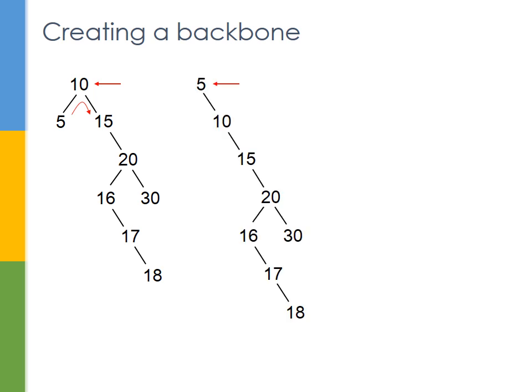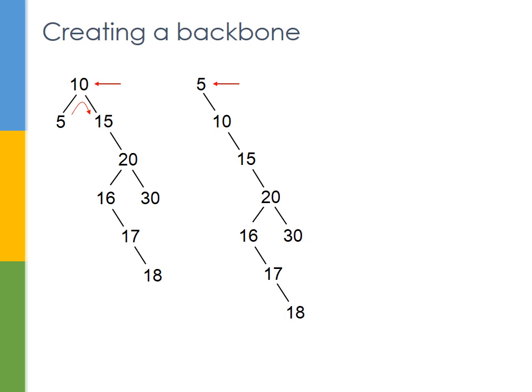So this is the result of the rotation. We can see that 5 is moved up to become the new root node. 10 has become the right child of the node containing the value 5, and then we set temp to refer to the node that has just been rotated up to become the new parent. So seeing as 5 has rotated up to become the new parent, temp now refers to that node.